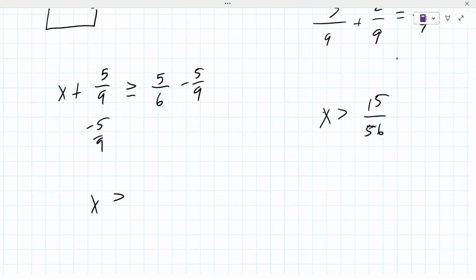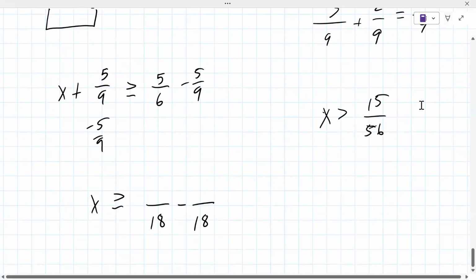So you're making a common denominator here. Your common denominator ends up being 18. Why don't you try that one more time here? Yeah, this is definitely not correct on the right here.